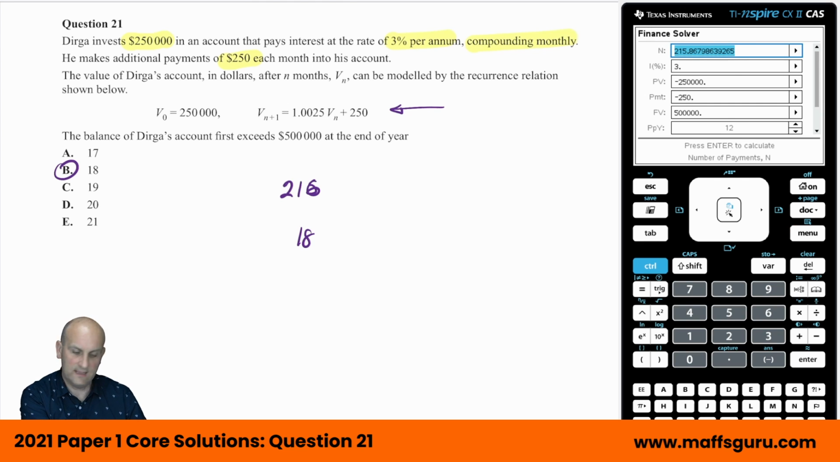So let's just check there. Let's just put this here as 216, and we'll now work out my future value. There we go. So after 216 months, which is 18 years, I would have had just over $500,000.